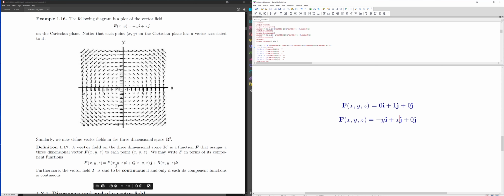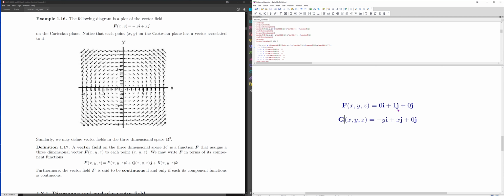Let's consider some examples of vector fields in three-dimensional space. I need an x component, a y component, and a z component. These are two different vector fields, so I should use a different letter: this is vector field big F, and this is vector field big G. For this one, the x component is 0, the y component is 1, and the z component is 0. So P is 0, Q is 1, and R is 0.